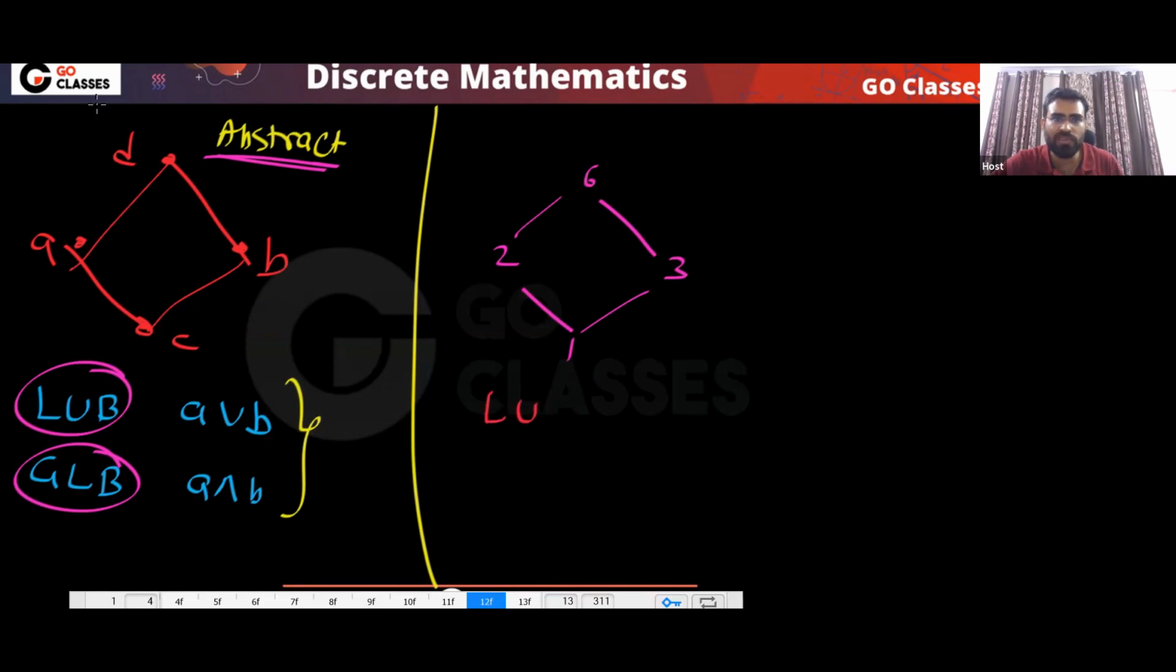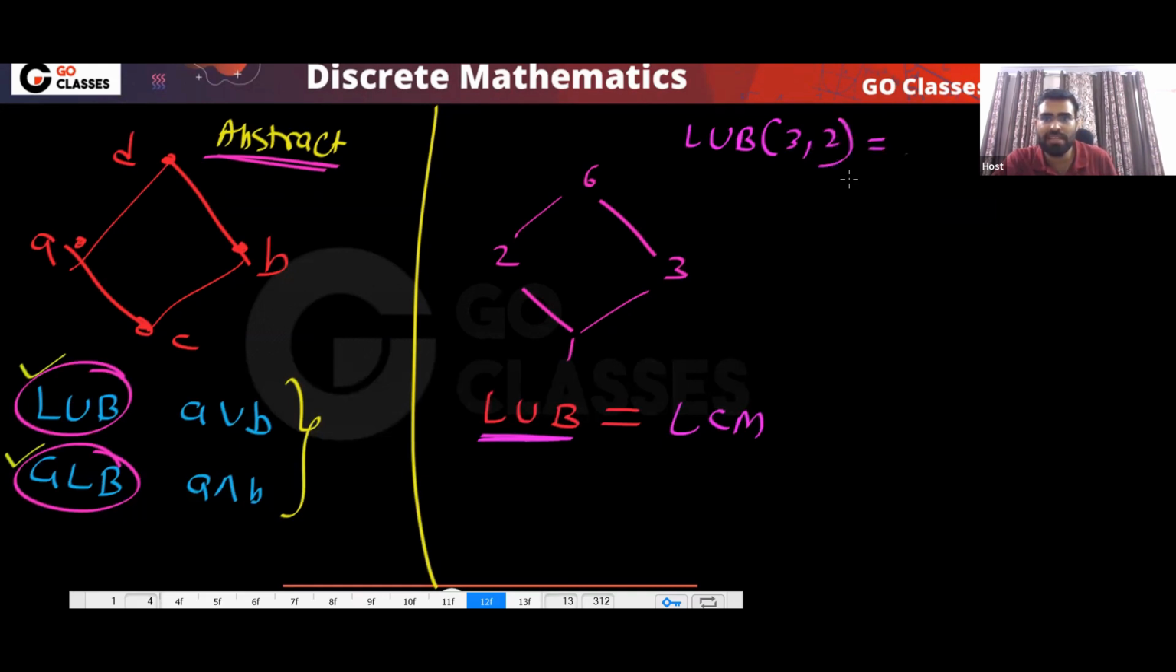You can notice one thing: LUB will change its name. For the abstract structure, we use the words LUB, GLB. Now, for this structure, LUB will become LCM, because if I ask you what is LUB of 3, 2, that simply means I am asking you LCM of 2, 3 or 3, 2, and that will be 6. Are you getting this point?